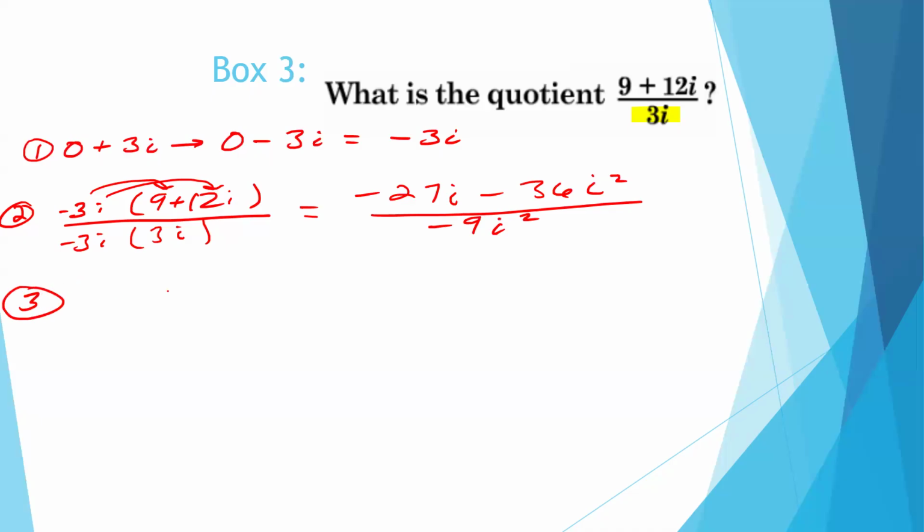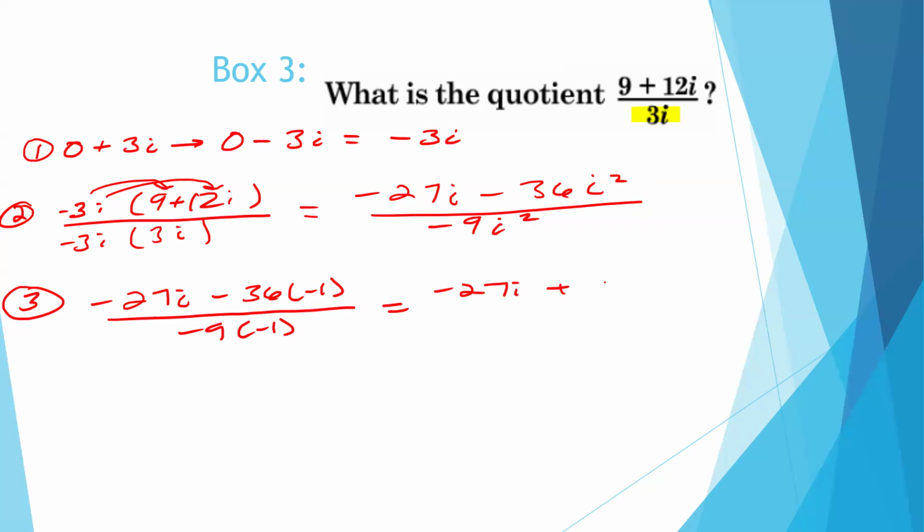All right, step 3 is to simplify. You're going to clean this up. All right, we talked about anywhere that you see i squared, it becomes what? -1. So we're going to clean this up. We get -27i minus 36 times -1 over -9 times -1. A negative times a negative is a positive. So we get -27i plus 36 over a negative times a negative is a positive.